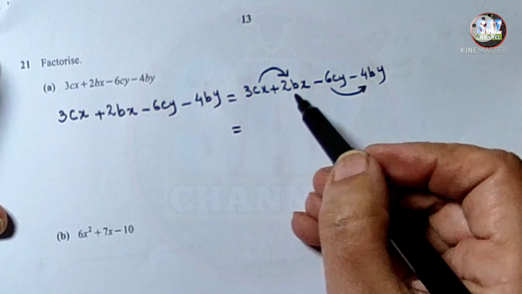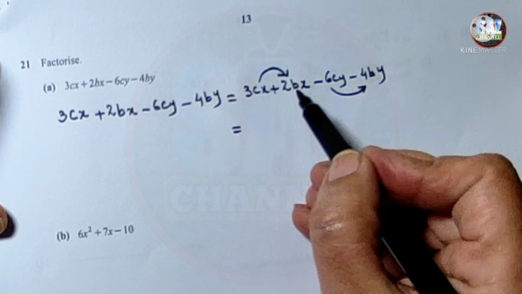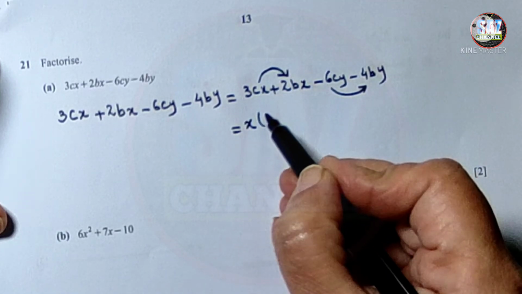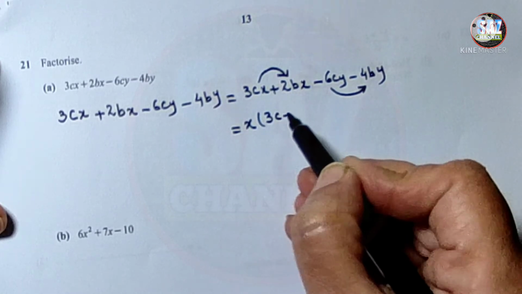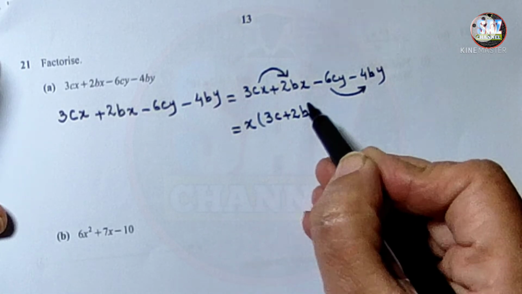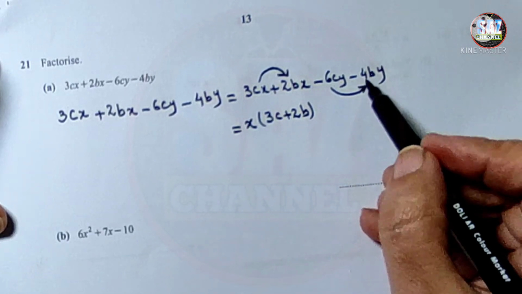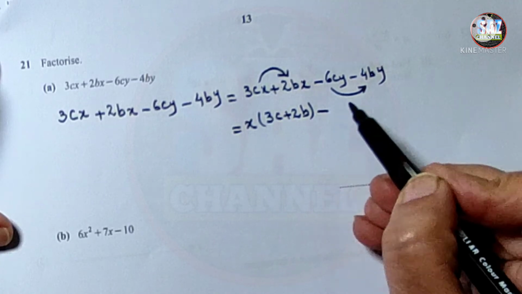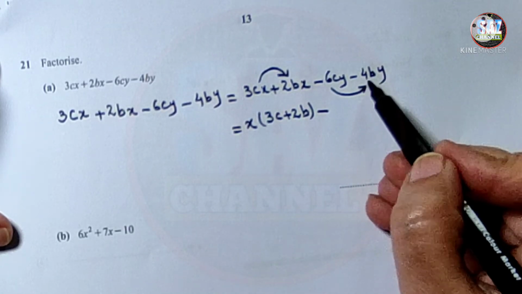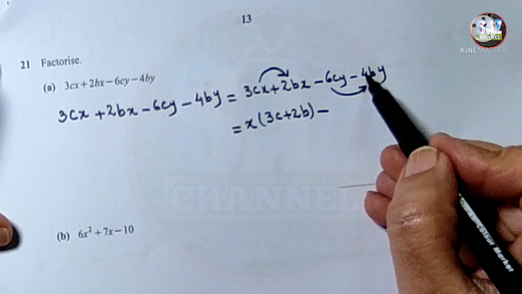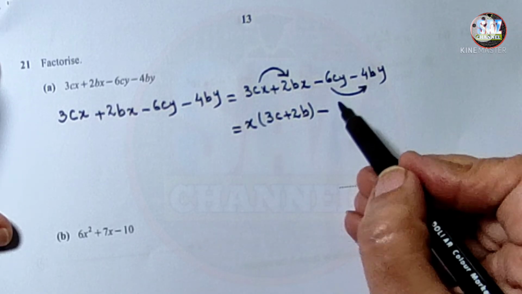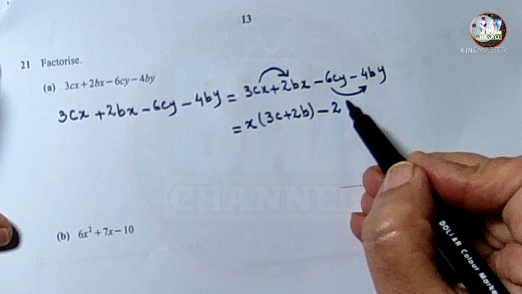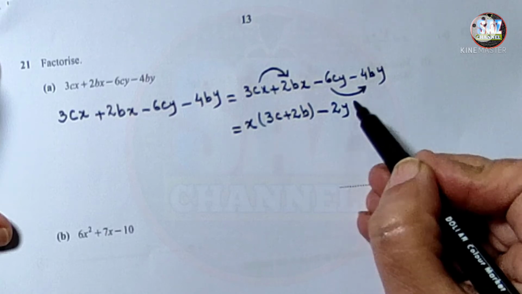Now look, from this group what can we extract as a common factor? That is x. I pull out the common factor, and inside the bracket I am left with 3c + 2b. Then coming to the second group, both the terms have a minus sign, so I pull out minus as a common factor. Both the numbers come in the table of 2, so 2, and y as the common factor.